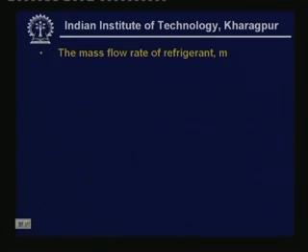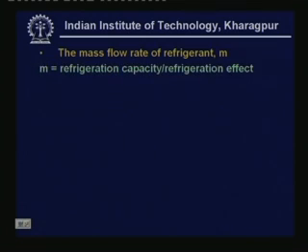First of all, let us find out the mass flow rate of refrigerant. As you know, the mass flow rate of refrigerant is given by refrigeration capacity divided by the refrigeration effect. So, in the problem it is mentioned that the refrigeration capacity is 0.1 kilowatt and the refrigeration effect is 87.4 kilojoule per kg. So, if you substitute these values, we find that the required mass flow rate of refrigerant is 1.1442 into 10 to the power of minus 3 kg per second.